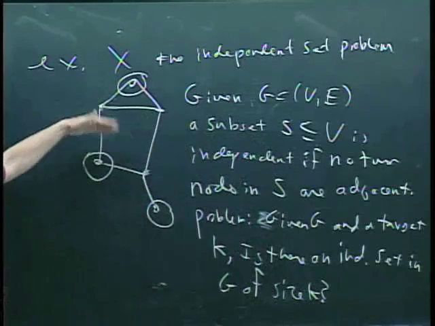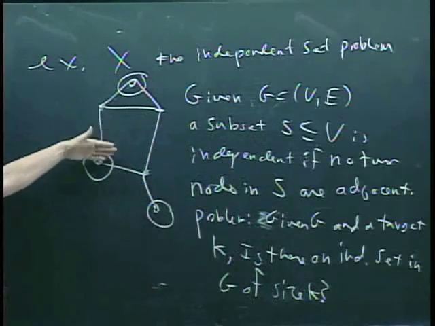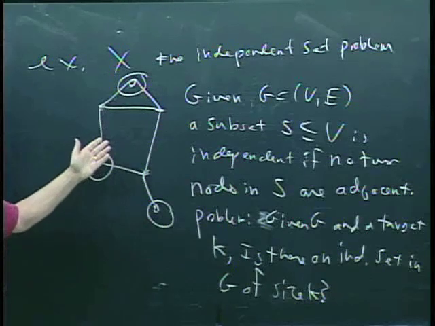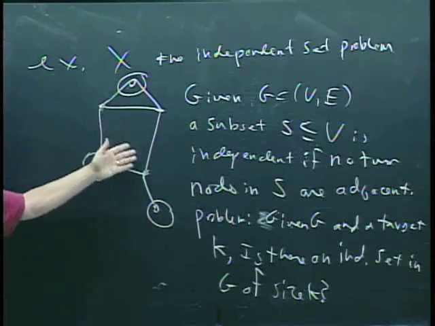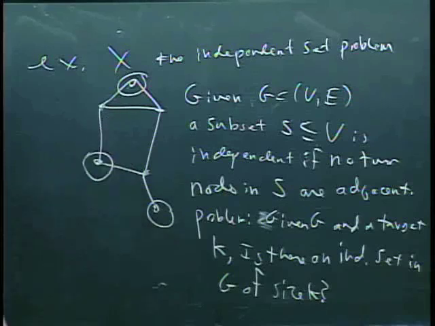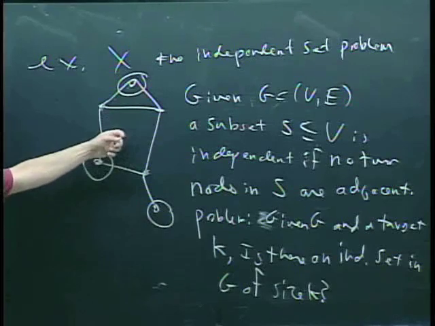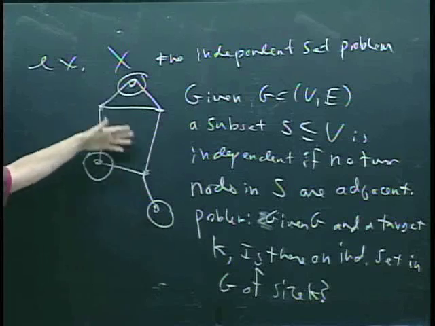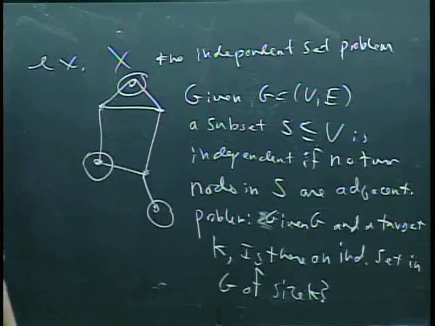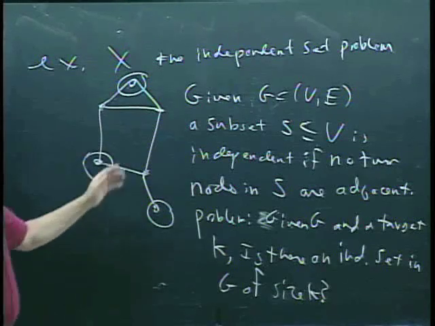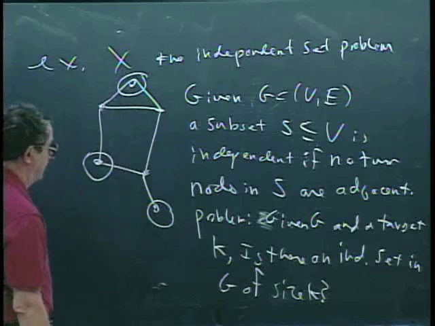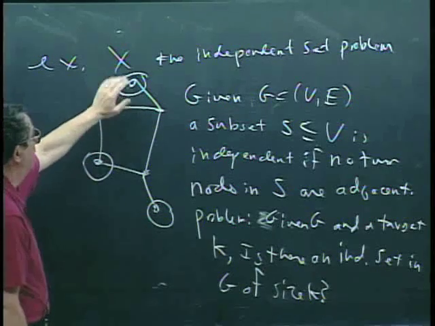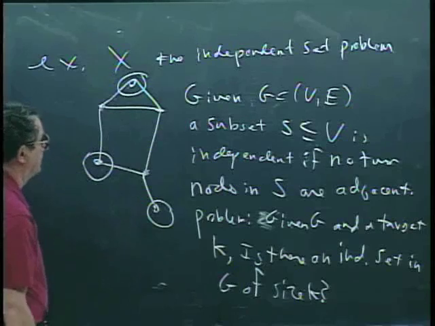In this graph, if the target was 2, then the answer would be yes, there's an independent set of size 2. In fact, there's one of size 3, but if there's one of size 3, there's one of size 2. Whereas if K was equal to 4 here, then the answer would be no. There is no independent set here of size 4. So we're dealing with problems that have a yes-no answer. Those are called decision problems. So X is one particular problem.